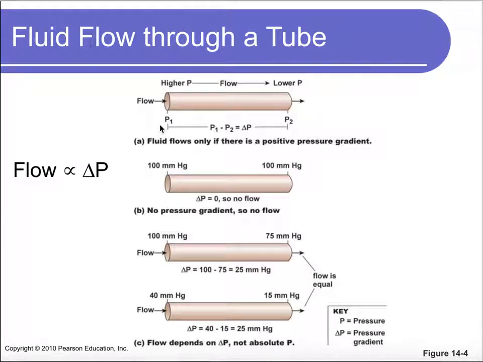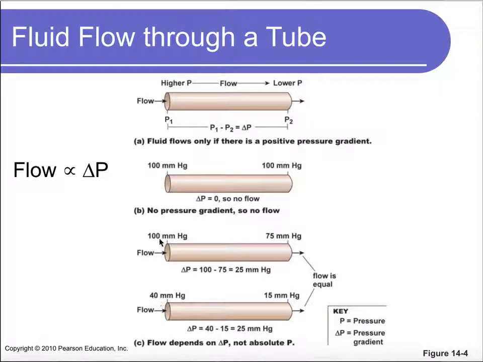So this is just looking at the influence of pressure on blood flow. And again, it's all about the pressure gradient, which means the difference. So here we have a tube with 100 millimeters of mercury pressure on one side, 100 millimeters of mercury on the other. And so there will be no blood flow here, or no fluid flow here, because there's no difference.